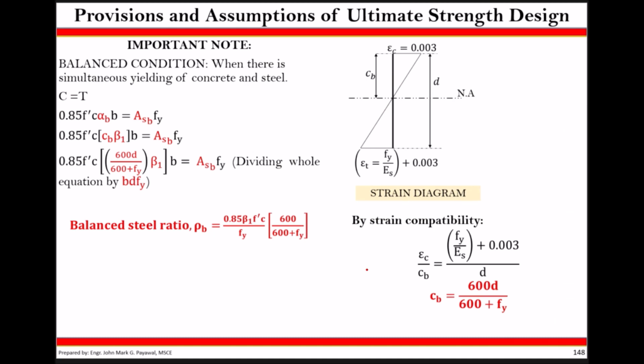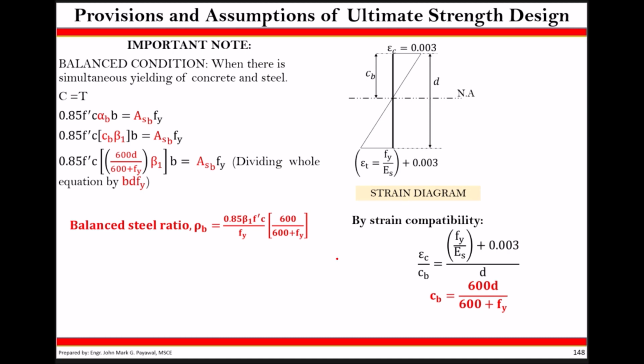Why? Because as mentioned a while ago, your derived equation can be applied by determining whether it's compression controlled or tension controlled. Pag tension controlled, pwede. Pag compression controlled, kailangan basic yung gawing solution, C is equal to T. Itong rho balanced na ito nakakatulong siya because when you compare that to the actual rho, masasabi mo siya na compression controlled or transition controlled. Pero I will not venture on that yet. Basta right now, just remember that the formula for rho balanced is 0.85 beta 1 fc prime over fy multiplied by 600 over 600 plus fy.